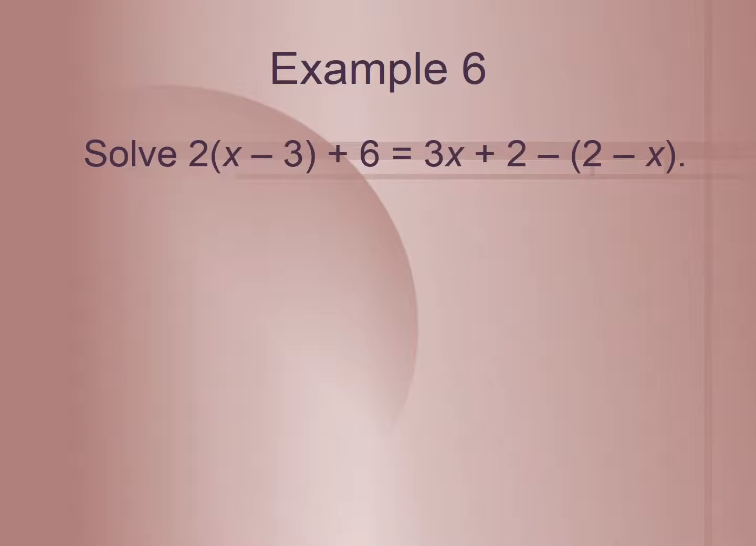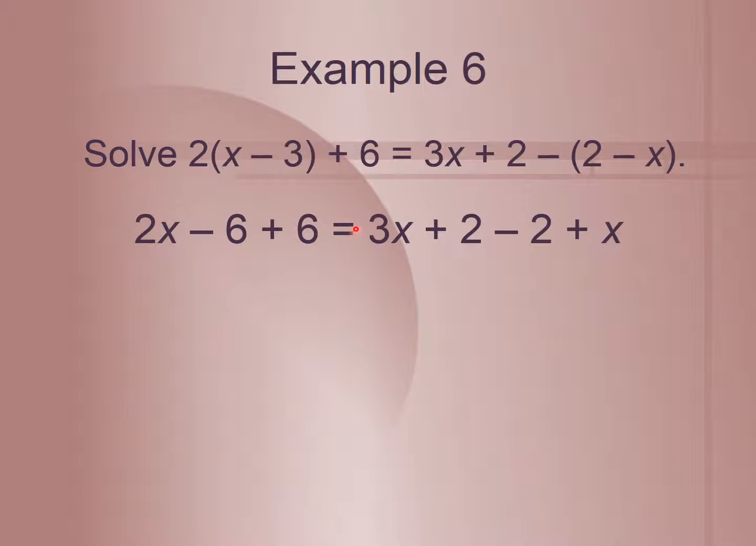Let's look at example 6. 2 parentheses x minus 3 plus 6 equals 3x plus 2 minus parentheses 2 minus x. So the first thing we want to do is distribute. 2 times x is 2x. 2 times negative 3 is negative 6. Our plus 6 comes down. Our equals comes down. Our 3x comes down, our 2 comes down, and then negative times 2 is negative 2. Negative times negative x becomes positive x.